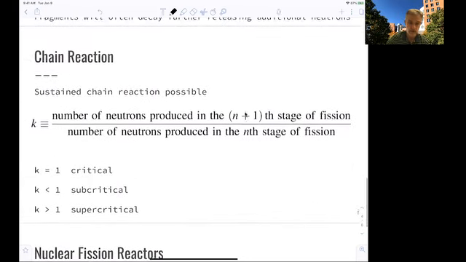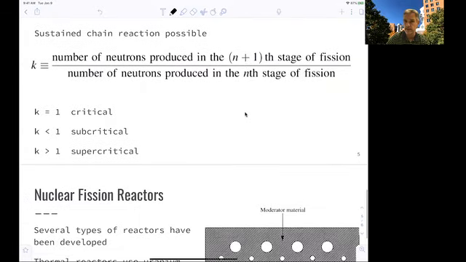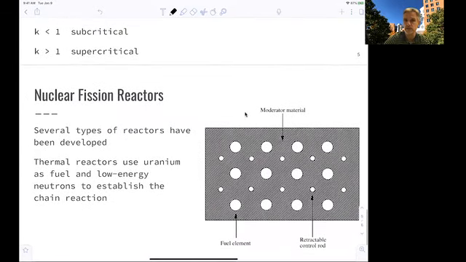Interesting now is to see whether or not there can be a self-sustained reaction, a chain reaction. Whether or not this occurs depends on the number of neutrons being emitted. If the number of neutrons produced in the n+1st stage of the fission process is greater than the number produced in the n stage, the process is either critical or supercritical, which means it produces more neutrons than it needs to continue, and will create a chain reaction. If the number is less than 1, the process will die out. And this is exactly what's used in nuclear fission reactors.